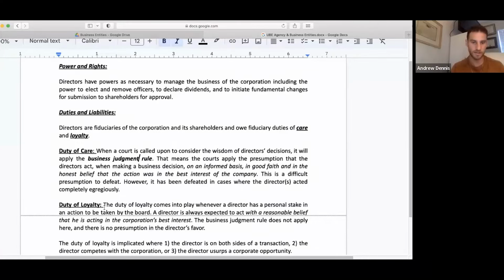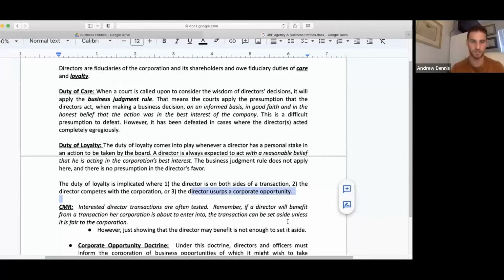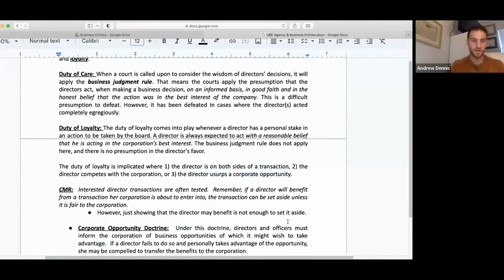Duty of loyalty, they'll act in the company's best interests. It's implicated where the director is on both sides of a transaction, the director competes with the corporation, or the director usurps a corporate opportunity. Look out for that. A director usurps a corporate opportunity, taking personal advantage of something that a corporation should have taken advantage of. Interested director transactions are tested often. Remember, if a director will benefit from a transaction her corporation is about to enter into, the transaction can be set aside unless it is fair to the corporation. However, just showing that the director may benefit is not enough to set it aside.